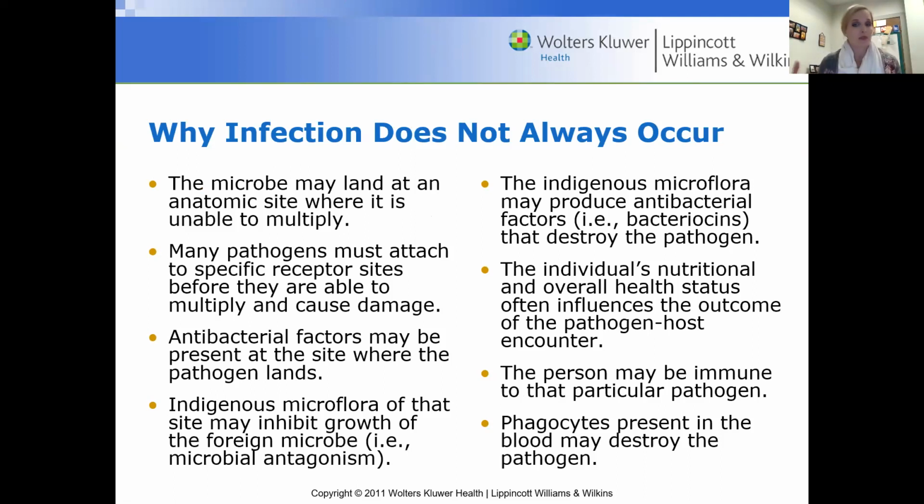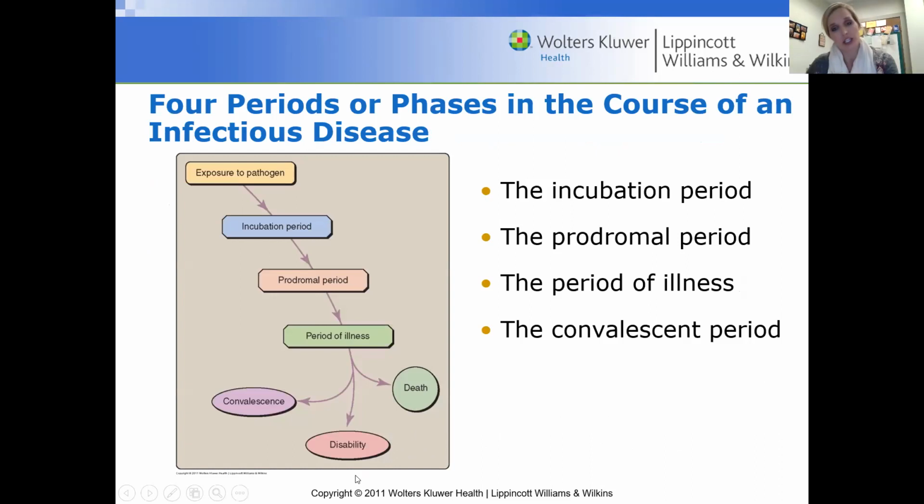The individual's nutritional and overall health status sometimes influences the outcome of the pathogen host encounter. Could be that the immune system is really great and has the ability to fight off that pathogen before it develops into an active illness. The person may be immune to that particular pathogen. Again, that could be for a number of different reasons: previous exposure, vaccine, or just genetics, they're genetically gifted so that they have that immunity. For a number of different reasons, people can be immune to different diseases. Phagocytes present in the blood may destroy the pathogen before it has a chance to evolve or before it has a chance to spread.